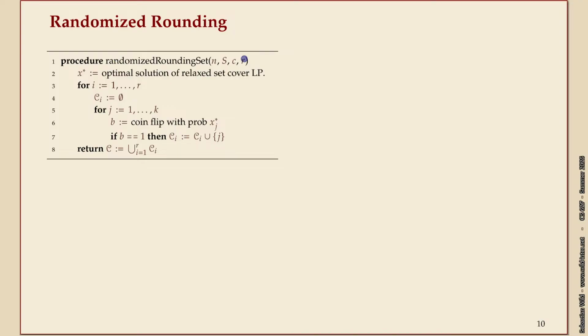So here R is the number of repetitions. So you see this is the outer loop, but we're computing one candidate set. So we do R iterations, but then for each of the iterations, we go through all the possible sets in our input and add this set with a certain probability to this candidate set C_i, and at the end we return their union. So any set that was picked in any of the R iterations is going to be part of the final solution.